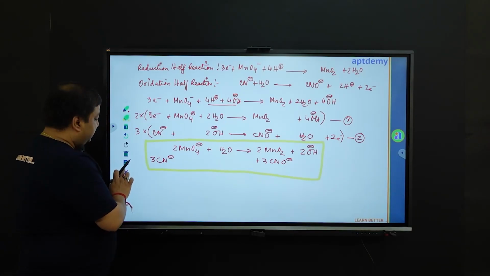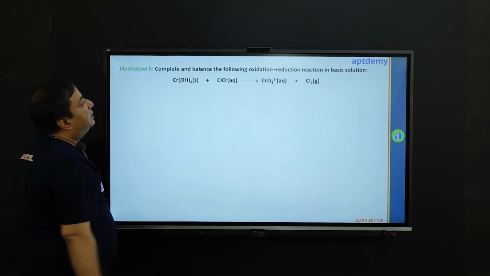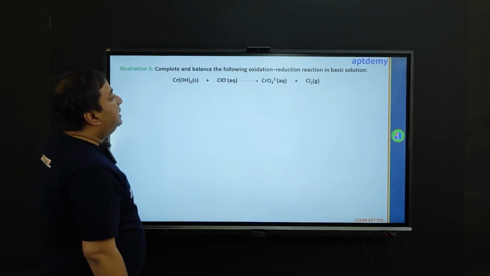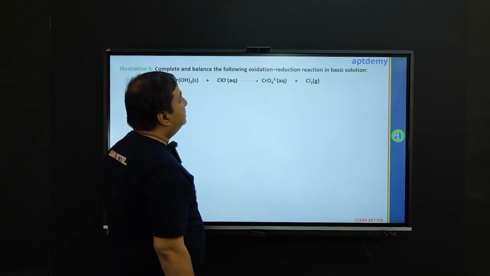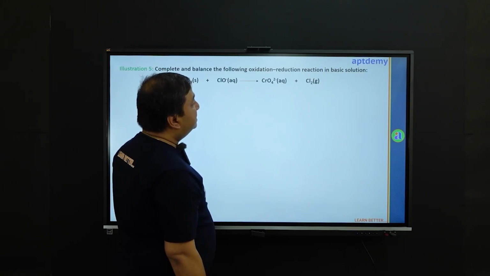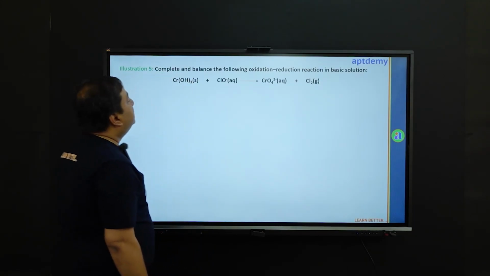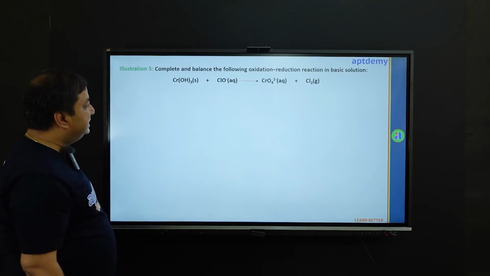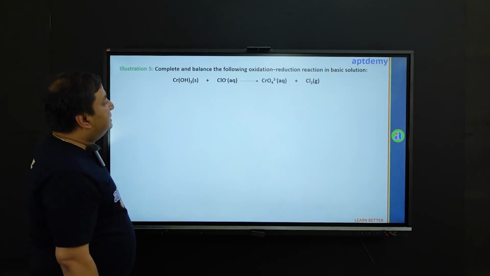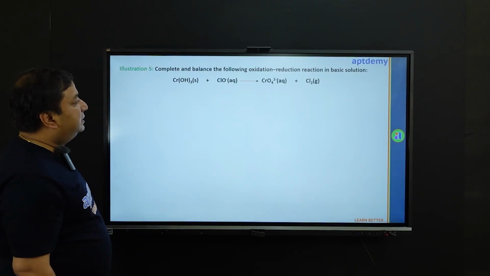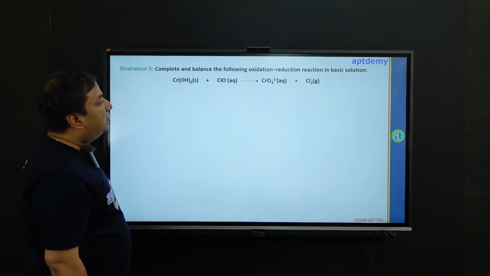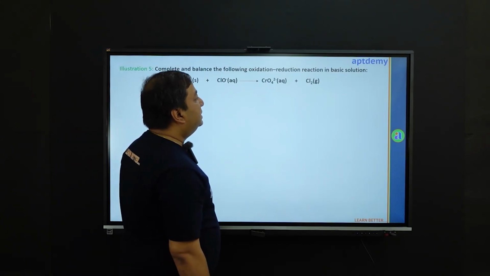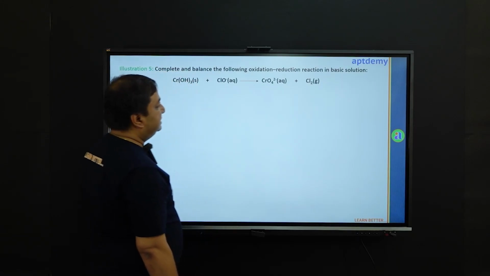Let's go to the next slide. Illustration 5. Complete and balance the following oxidation reduction reaction in basic solution. So we have been given Cr(OH)3 plus ClO minus going to CrO4 2 minus, that is chromate, and producing Cl2, that is the gas.